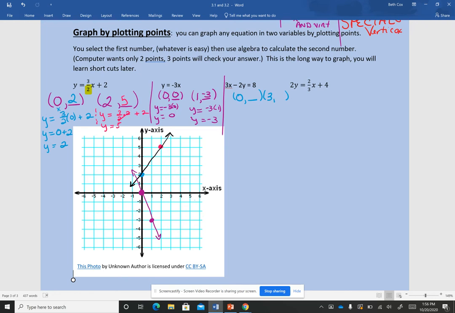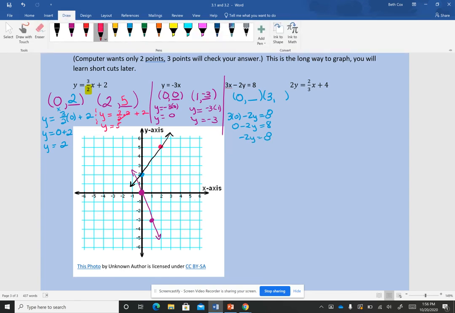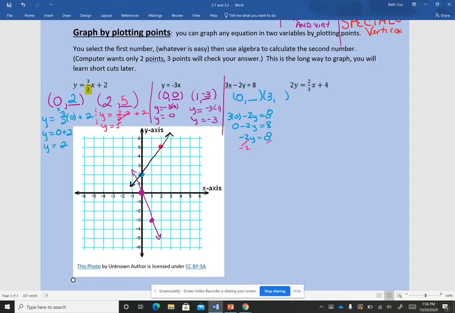Okay, so we're going to plug in 0 for x. So that's 3 times 0 minus 2y equal 8. So that's 0 minus 2y equal 8. So that's just minus 2y equal 8. All right, so now I'm going to solve. Divide both sides by the negative 2. And I get negative 4. So 0, negative 4 is right here. 0 on the x, and then down 4. So that's 0, negative 4.